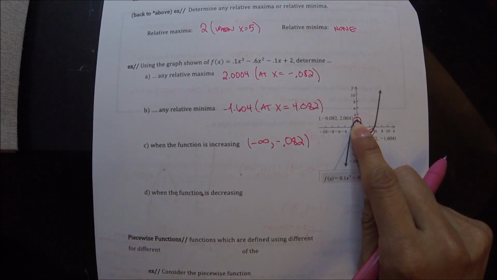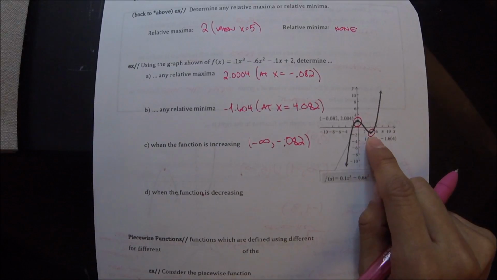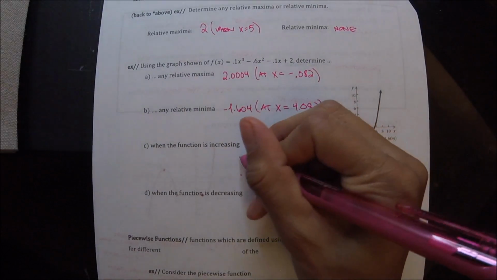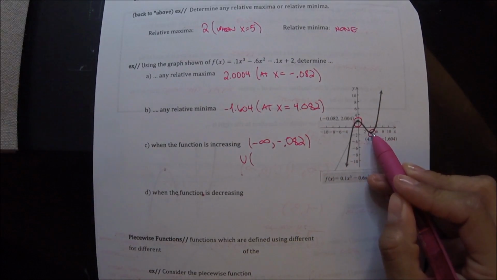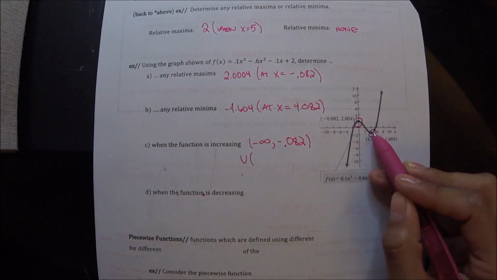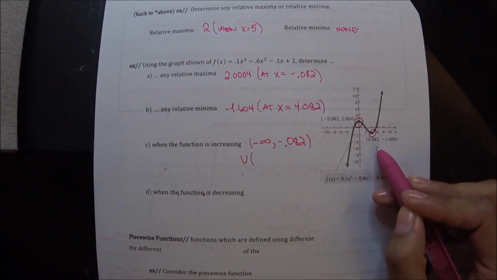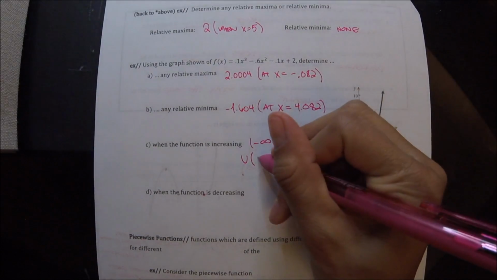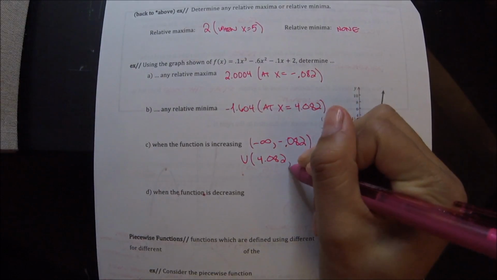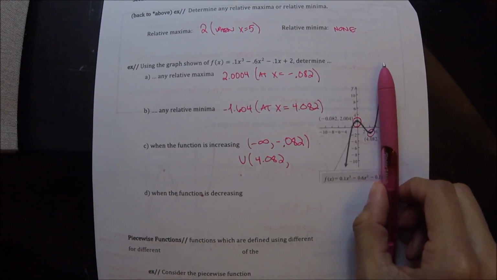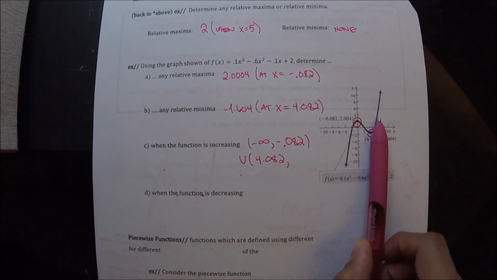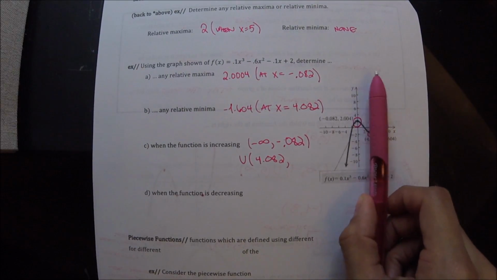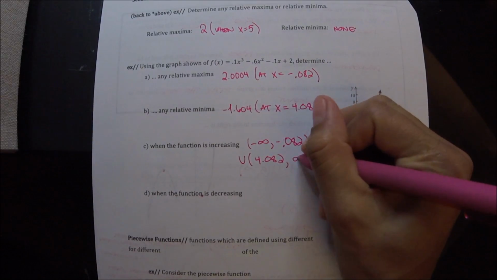And then after that it starts going down, but then it starts going back up again right here. So I'm going to put union, and what x value does that start happening at? That x value is 4.082, comma, and then we just keep going to the right forever. It's always going to keep increasing to positive infinity.